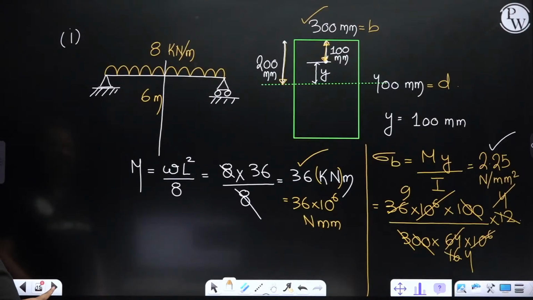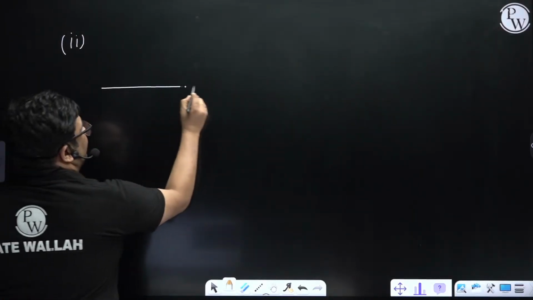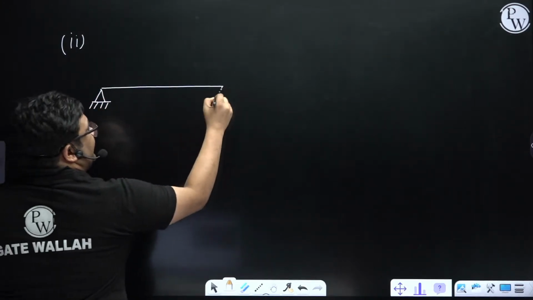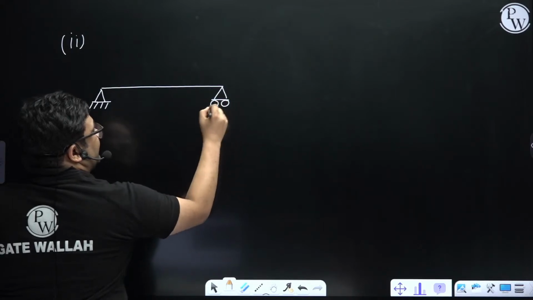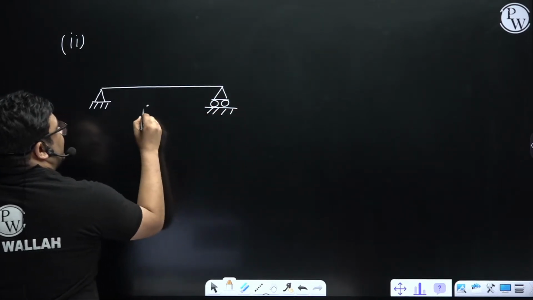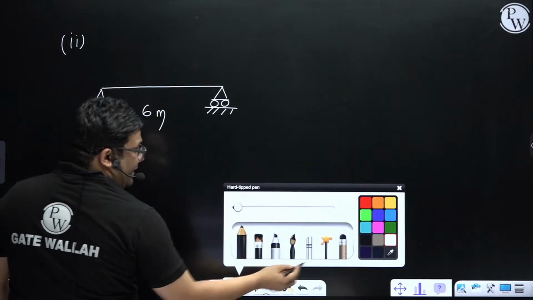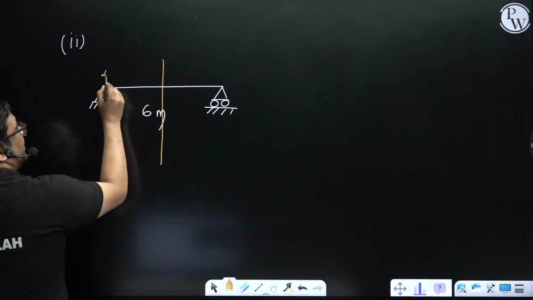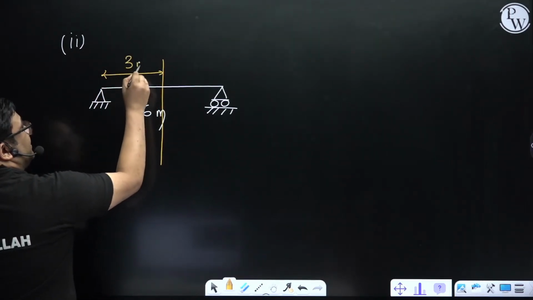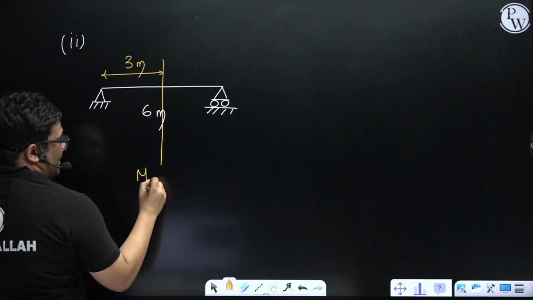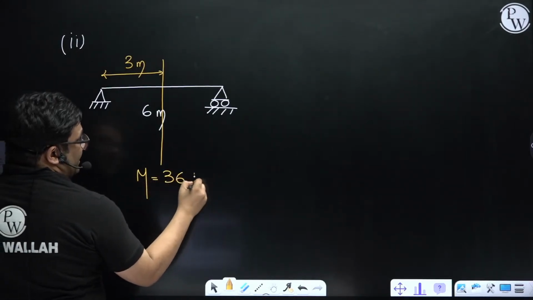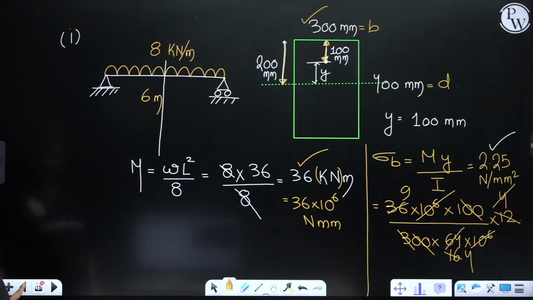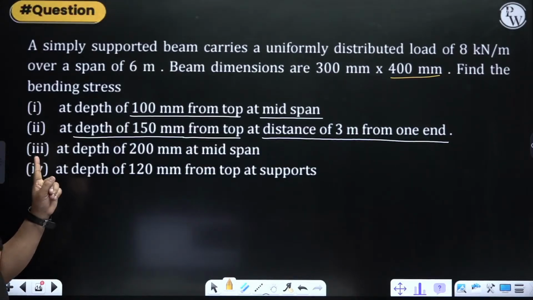So when I write 3 meter from one end, actually it is midspan, right? Because total is 6 meter. If I say 3 meter from one end, we are going to midspan. So the moment here again will be the midspan moment which we have calculated, 36 kilonewton meter. But what is written here? It is written 150 mm from top.